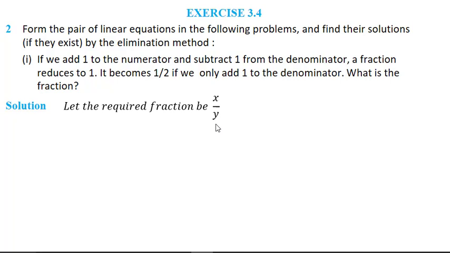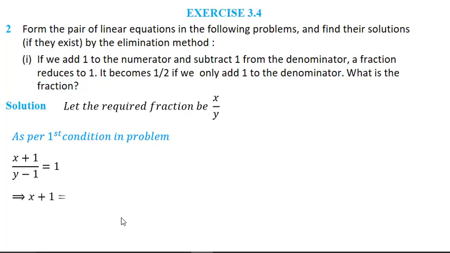You can also say that let the numerator be x and denominator be y. So your required fraction is x upon y. Now as per the first condition, when I add 1 to numerator and subtract 1 from denominator, I get 1. So I will simplify this, x plus 1 equal to y minus 1. This gives me an equation as x minus y equal to minus 2.